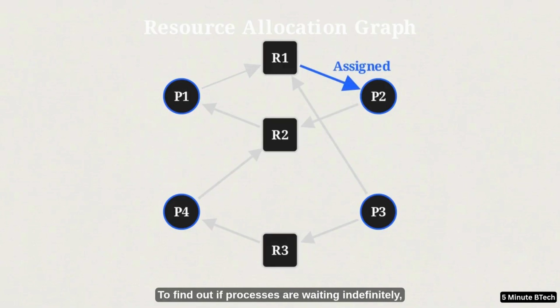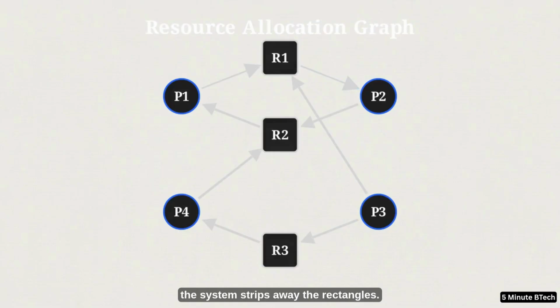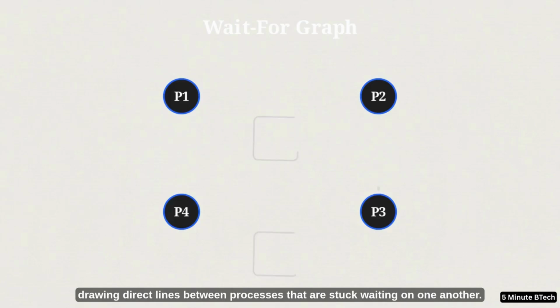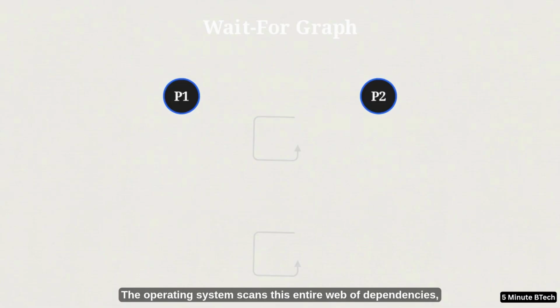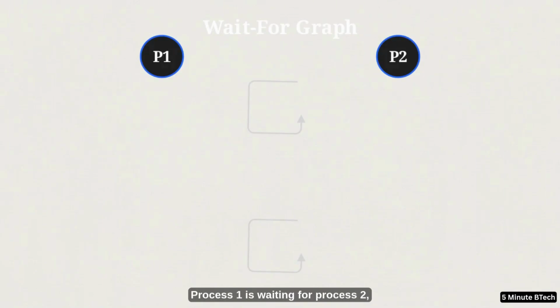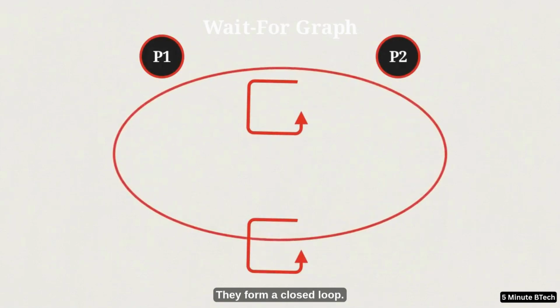To find out if processes are waiting indefinitely, the system strips away the rectangles. This leaves behind a simplified map called a wait-for graph, drawing direct lines between processes that are stuck waiting on one another. The operating system scans this entire web of dependencies, looking for a specific mathematical flaw. Do you see it? Right here. Process 1 is waiting for Process 2, and Process 2 is waiting for Process 1. They form a closed loop.